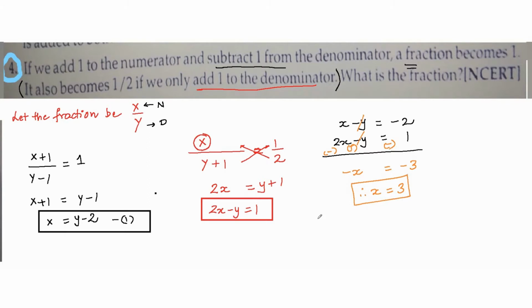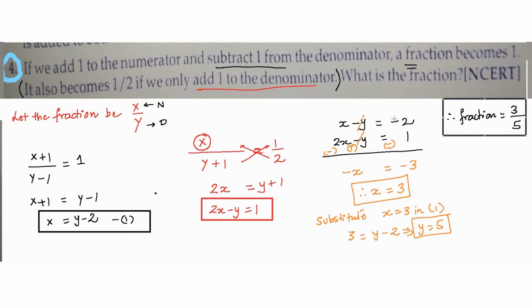If x is equal to 3, now I can substitute x equal to 3 in, say, equation 1. So I get 3 equals y minus 2, which implies y is equal to 5. And therefore the fraction is going to be the numerator, which is 3, divided by the denominator, which is 5. Therefore, the fraction is 3 by 5. I will again pause for a few seconds before I move on to my next question.